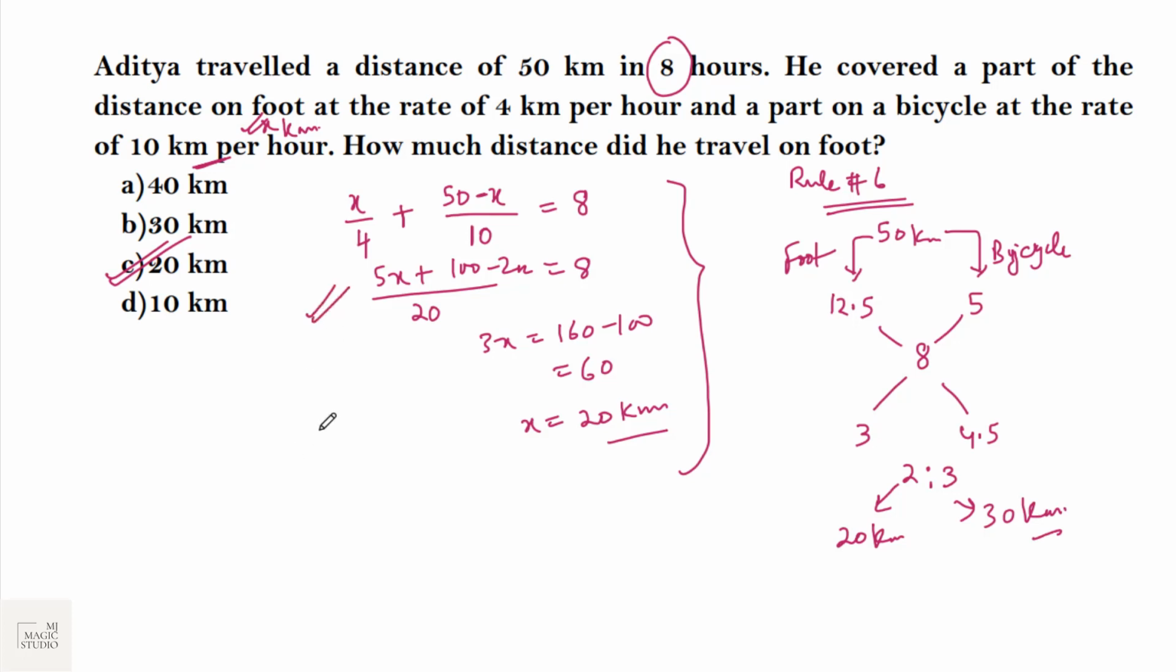You want to use the equation method, or you want to use the alligation butterfly diagram, rule number 6 concept. Clear? The link is there in the description below. Please go through it. There's the entire chapter on mixtures and alligation. You should try because this one is easier than the equation method. Clear? So do keep practicing these particular types of questions.